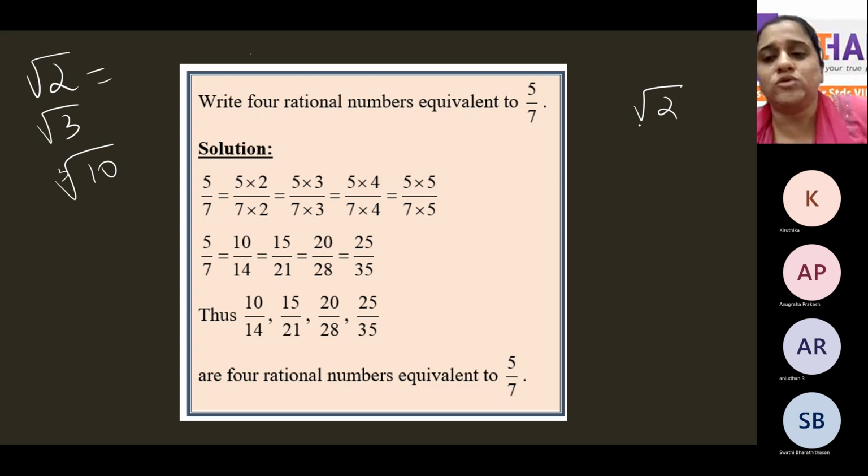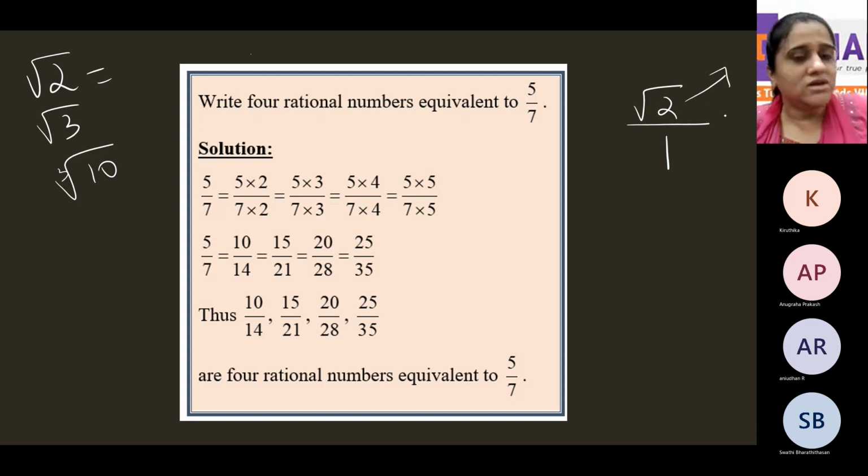Now square root of 2. You will say square root of 2 is square root of 2 by 1. But it does not have it. This is not an integer. Square root of 2 can be written as square root of 2 by 1. So we may feel this is also like integer by integer, a rational number. No, it's not an integer. √2 is not an integer.